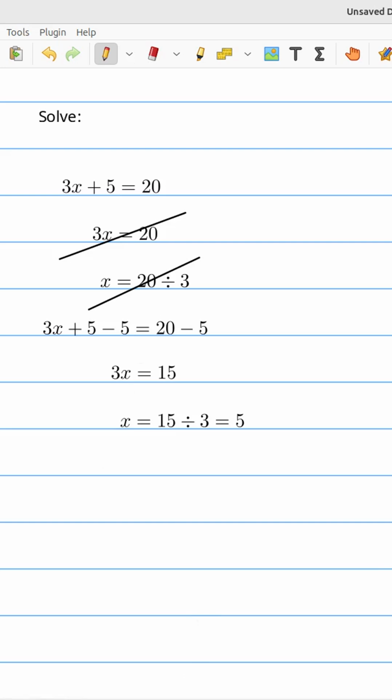The issue isn't intelligence, it's weak equation structure.